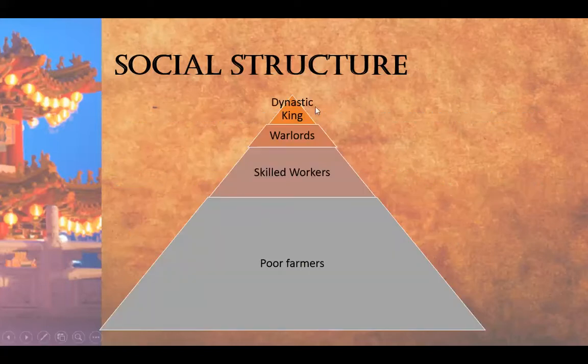Here's the social structure, the social pyramid that we've been talking about. Social pyramids show you who is at the top, who's the most important, the king. It also shows you where the majority of people were. So the least important people were poor farmers. They worked their whole life just trying to make enough food to survive. But even though poor farmers are the lowest, they're the majority. Most people living in ancient Egypt were poor farmers.